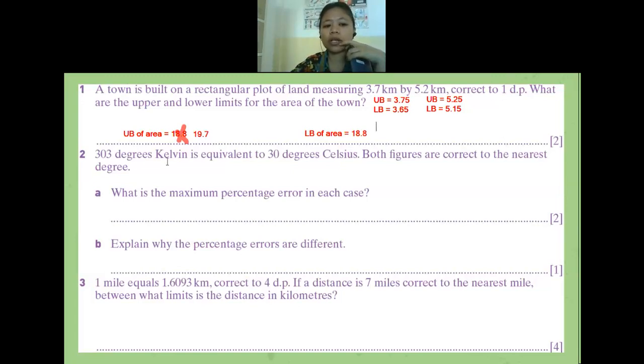303 degrees Kelvin is equivalent to 30 degrees Celsius. Both figures are correct to the nearest degree, because there is the phrase "correct to the nearest degree." Okay, someone is still confused on question 1.